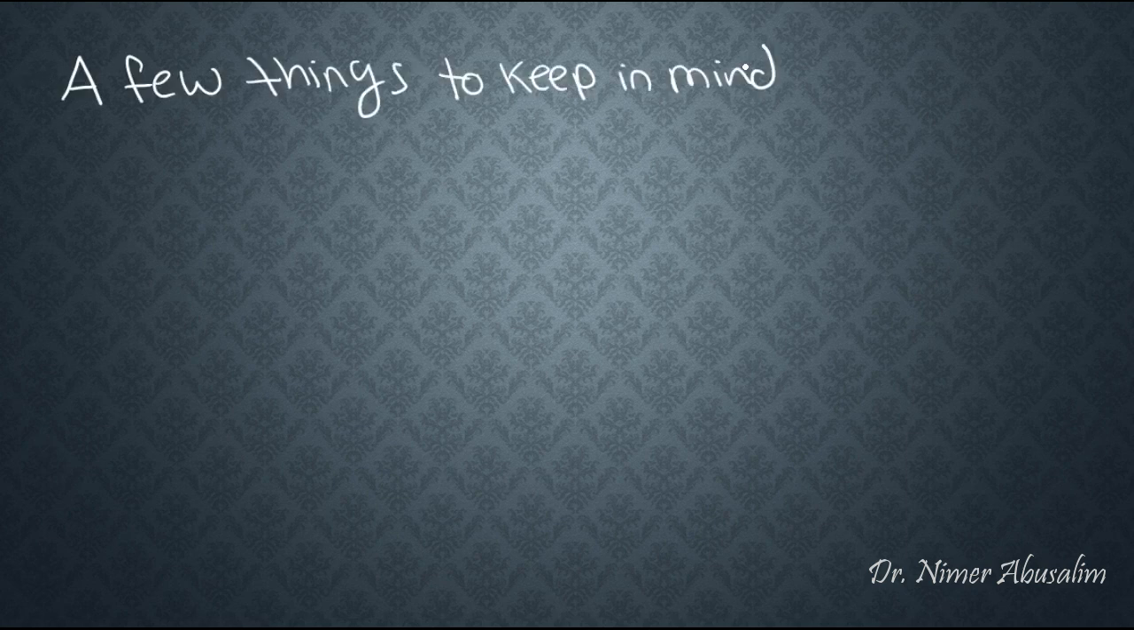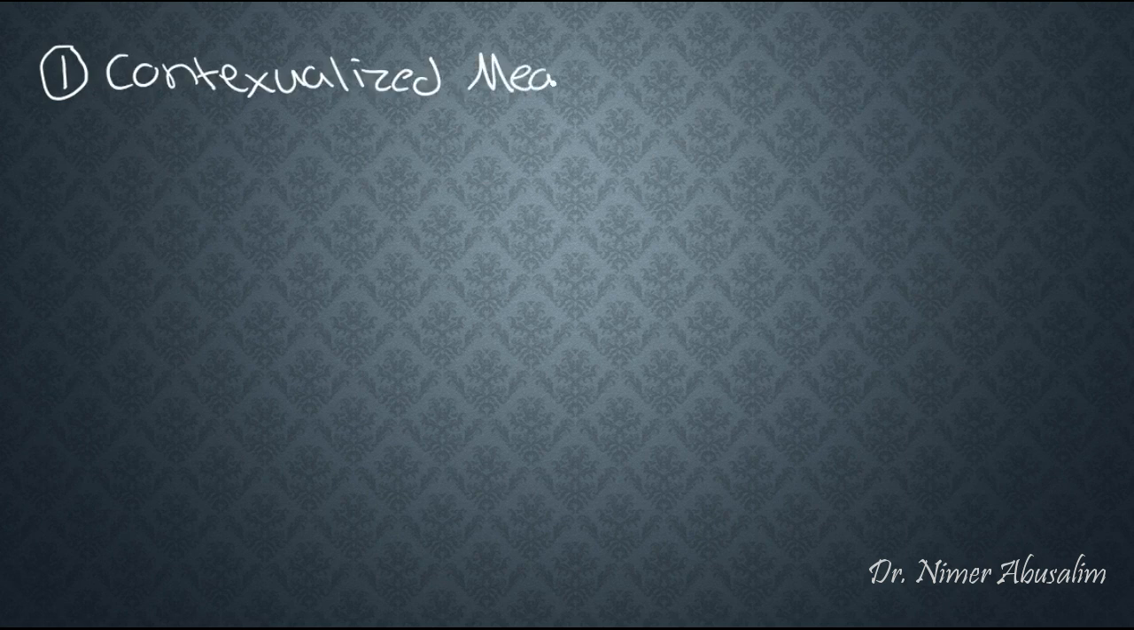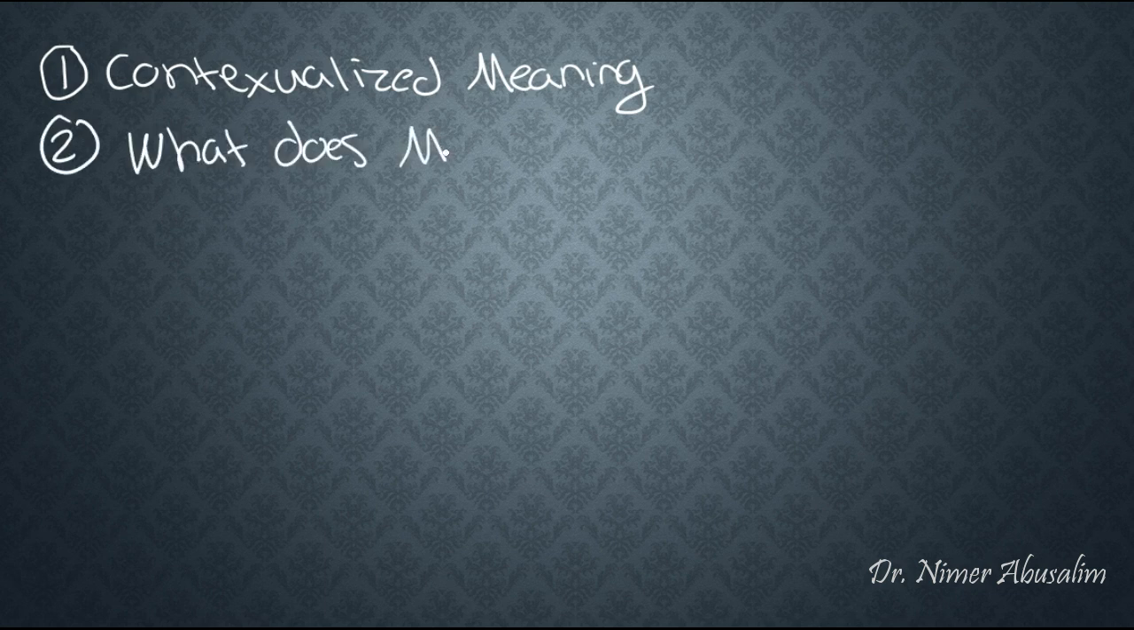Today we're going to discuss a few things to keep in mind when working out a theory of semantics. So the first thing we're going to discuss is contextualized meaning. So we're going to take a closer look at that. We're also going to ask a central question here. What does meaning mean? Pretty central question. We've been talking about meaning for a while. Now we want to know, what do we mean when we say we want to know about meaning?